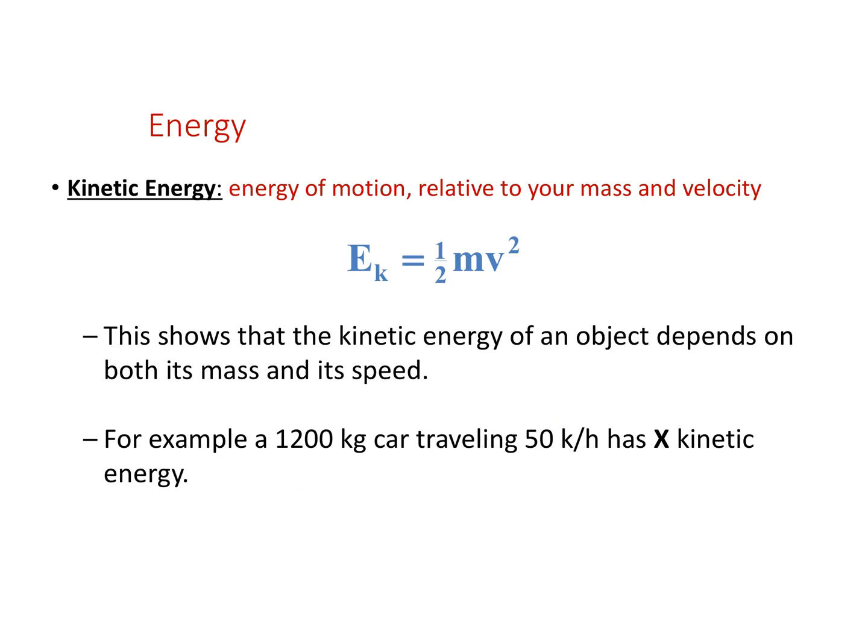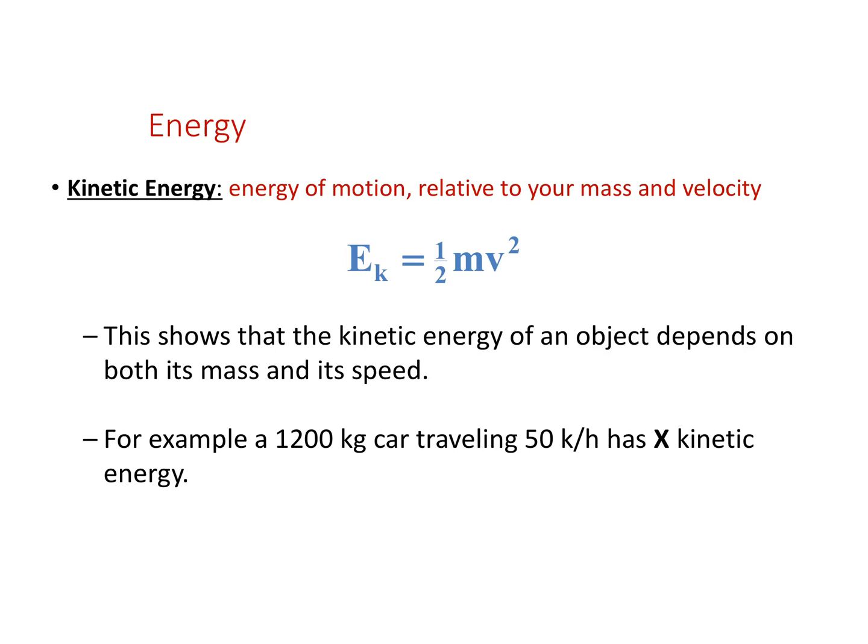We have kinetic energy, which is the energy of motion, and that's based on your mass and velocity. So kinetic energy equals 1/2 mass times velocity squared. I'm not going to give you a question like this in chemistry, but this is a classic physics example: what's the kinetic energy of a 1,200-pound car traveling 50 kilometers an hour?